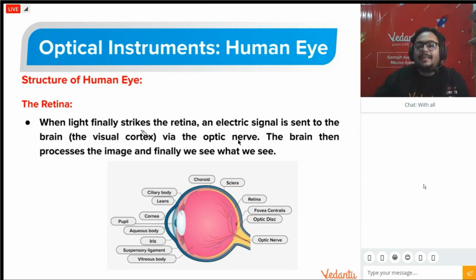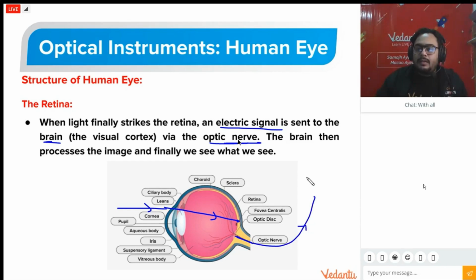So the main thing is that when light rays strike the retina, an electrical signal is sent to the brain. The visual cortex is the part of the brain where electrical signals reach via optic nerves. Optic nerves are the cables which send the electrical signal to your brain. Very awesome drawing as you can see.